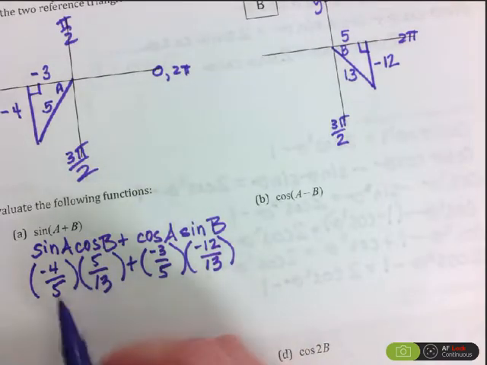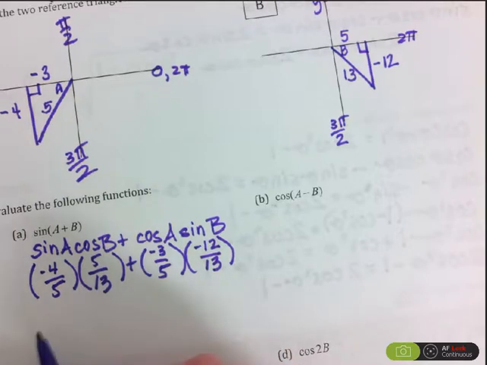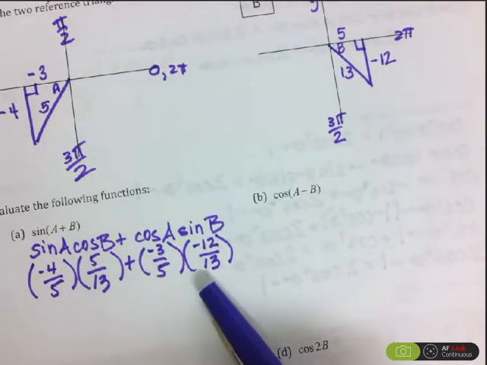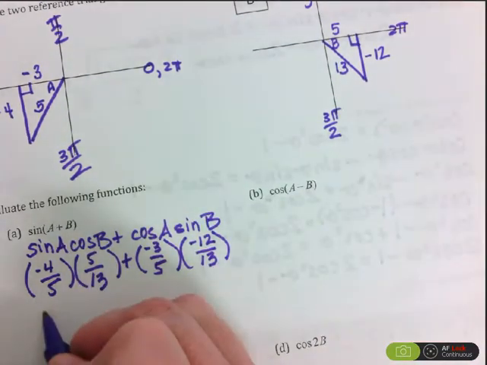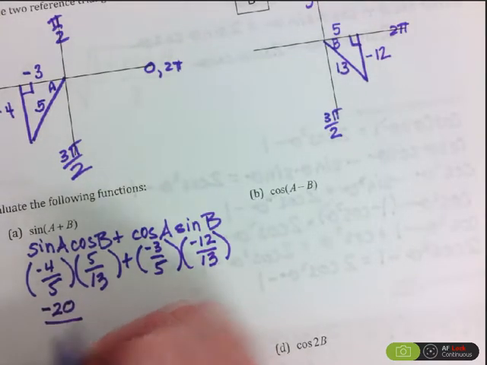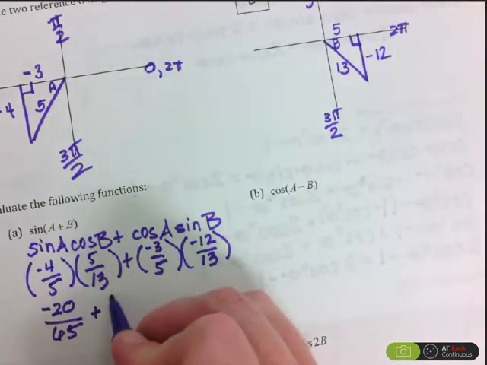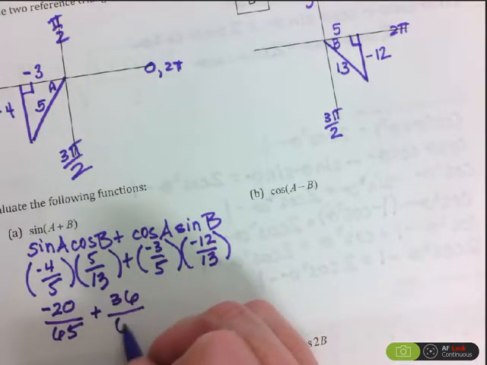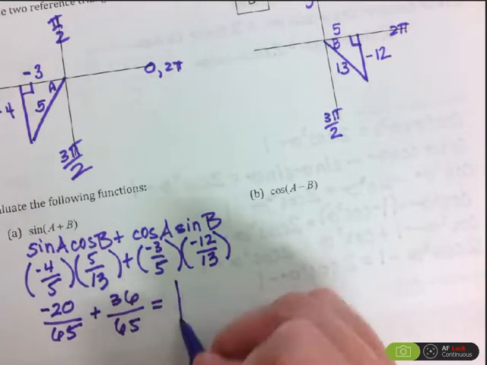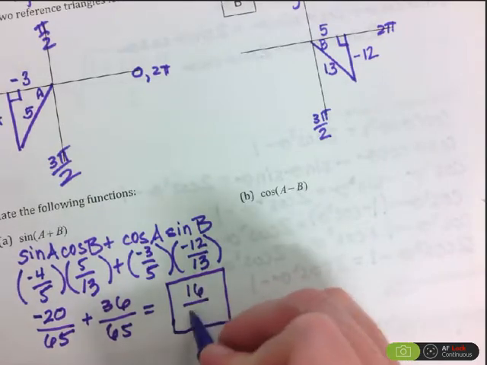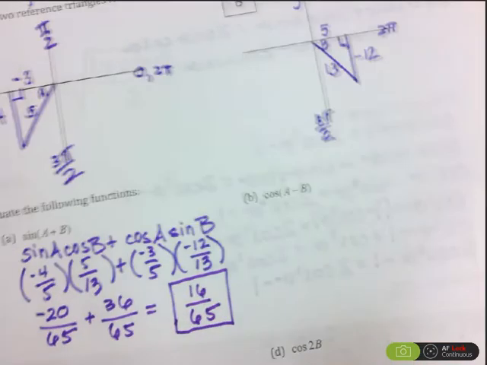All right, does anybody know why I don't want to cancel out these 5s here? I mean, I could cancel them, but why would that not be a good move? Because the denominator would change. The denominator would change, and now I won't have a common denominator. So I'm not going to cancel them. I'm going to leave that as -20 over 65 plus 36 over 65. What's my final answer? 16 over 65. Yep.